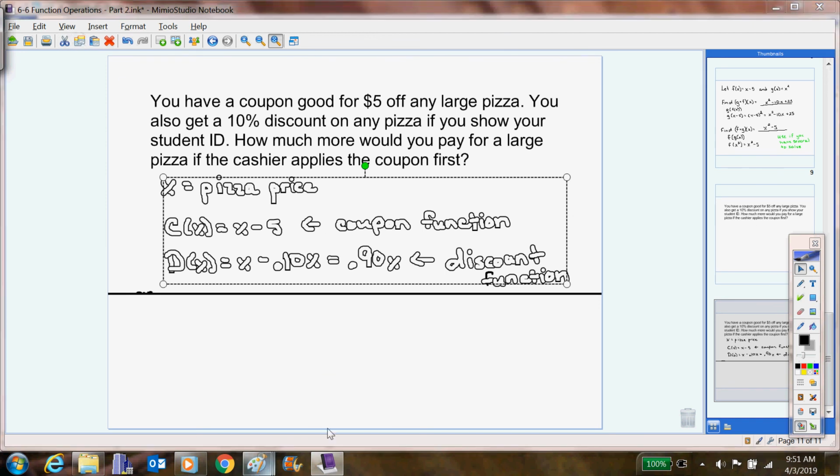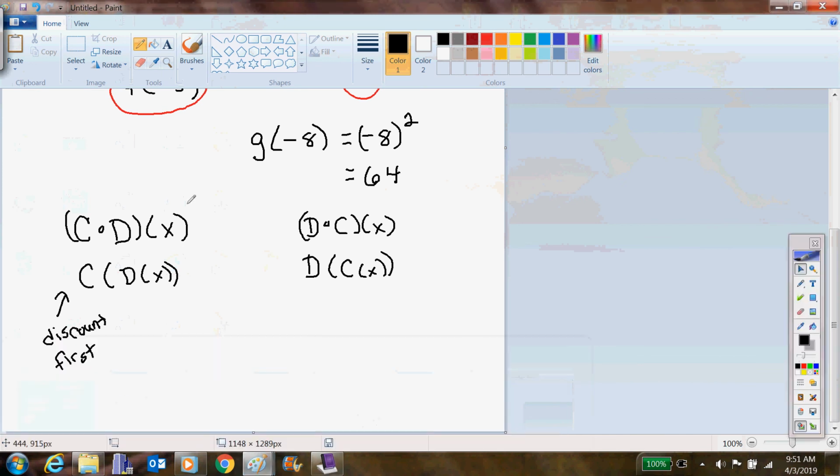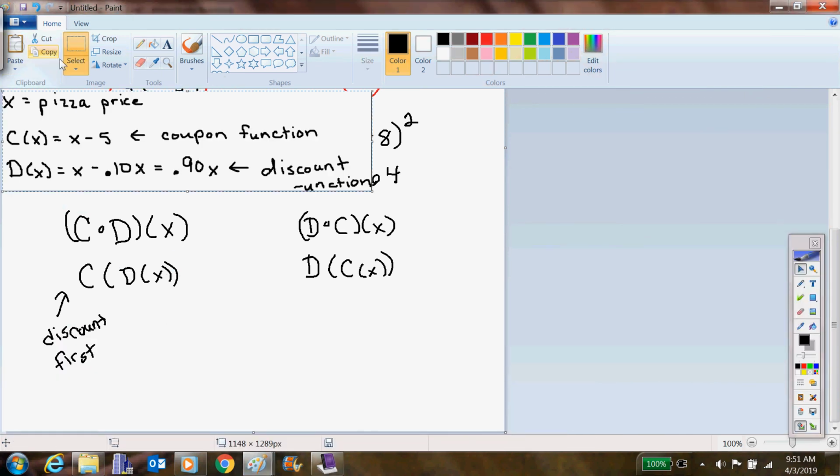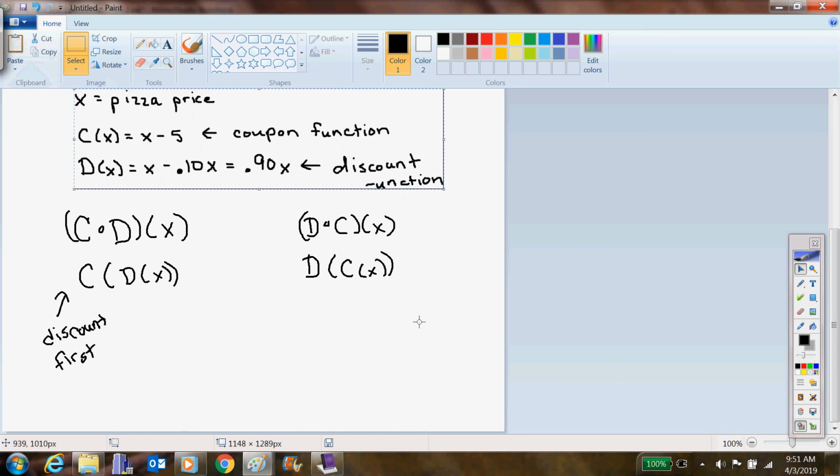Do a little cut paste thing here. Copy. And I was doing it on this screen. Paste it right in there. There it is. So here's our discount function and our other function. So let's plug it in. Let's do discount first. And when we do discount first, we've got D of X gets plugged in. So C of 0.90x.